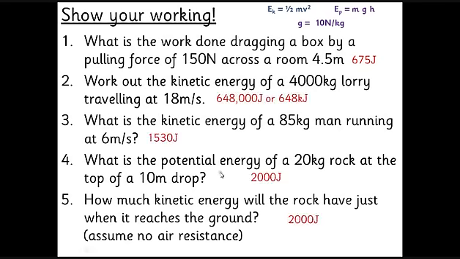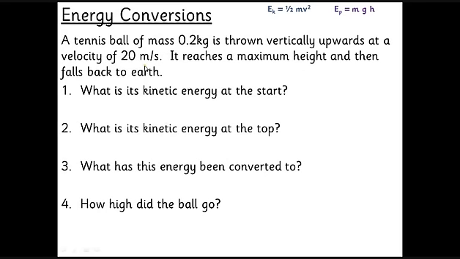Okay, and once we can do these calculations, then we can start to look at actually using these numbers to work out and predict what will happen. So this is why it's really useful. If, for example, you throw a tennis ball of mass 0.2 kilograms up in the air and it's going at 20 meters per second and you want to know how high it'll go, you can actually work that out by using the conservation of energy.